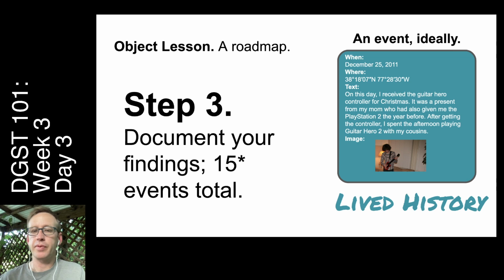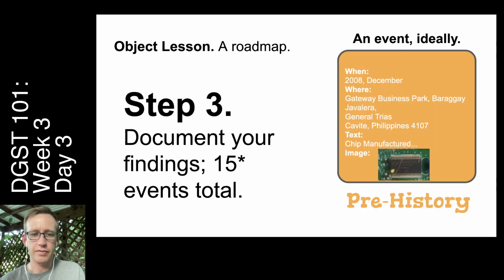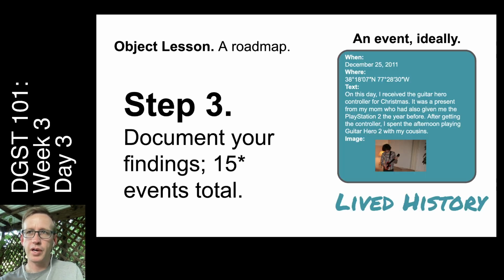As you see on the left, by the way, you're looking for 15 total events. That can be some from the prehistory, some from the lived history, some from the afterlife, or 15 from one of those three if you can get that much. But you're looking for around 15, and that's a ballpark. It's not a minimum. But do your best to get as many as you can, and around 15 is ideal. That's the sweet spot.